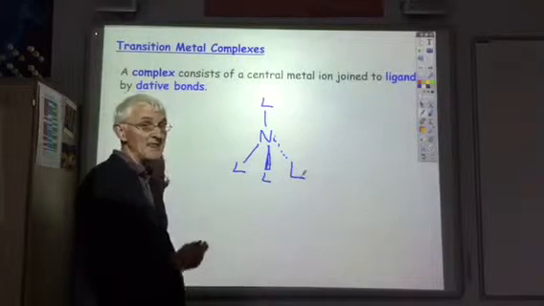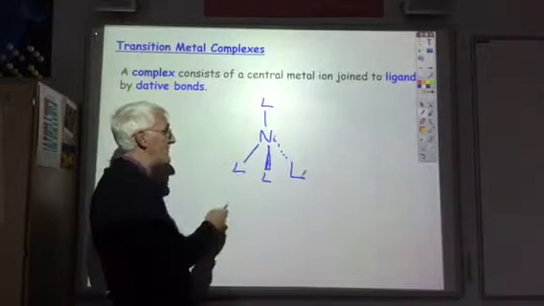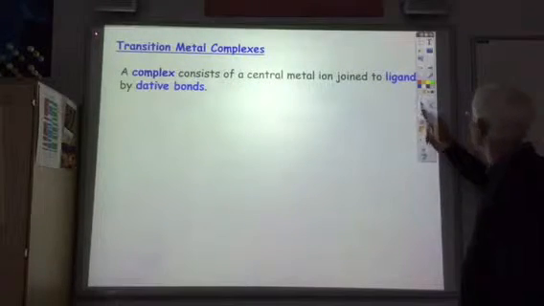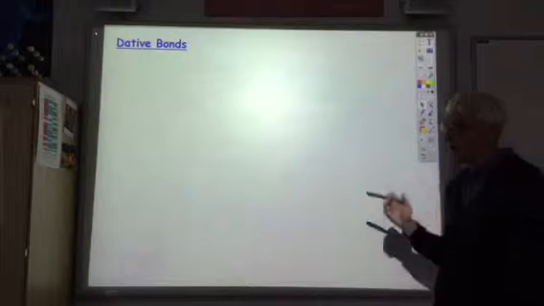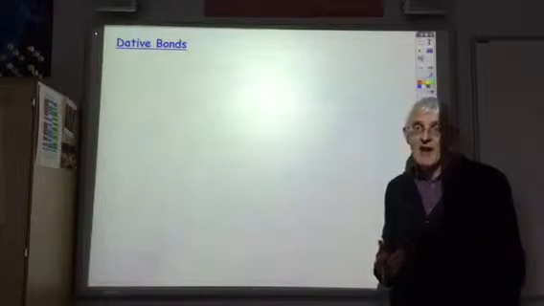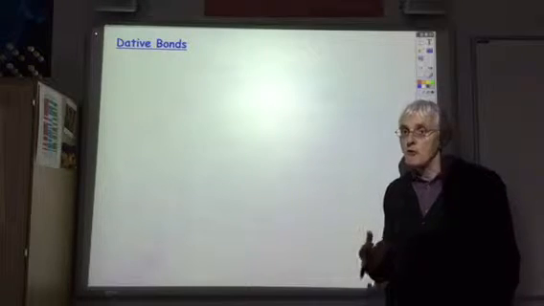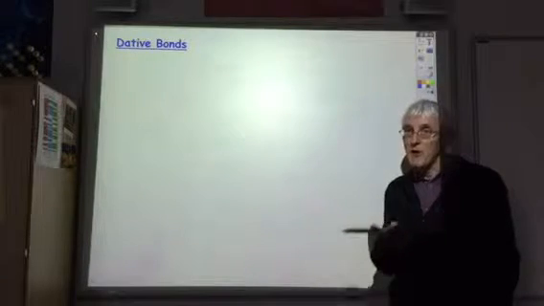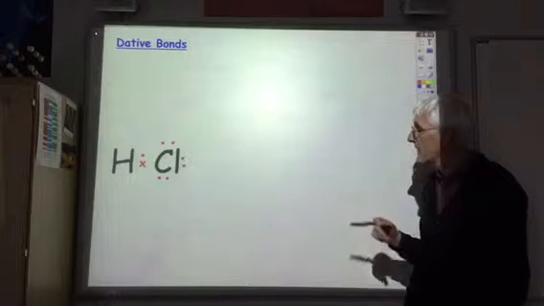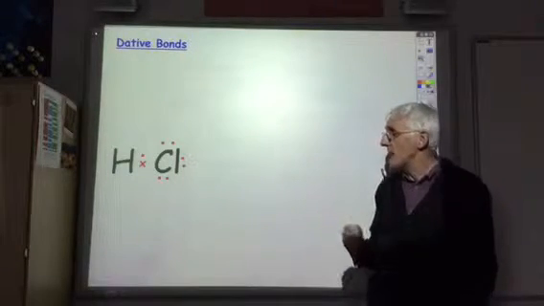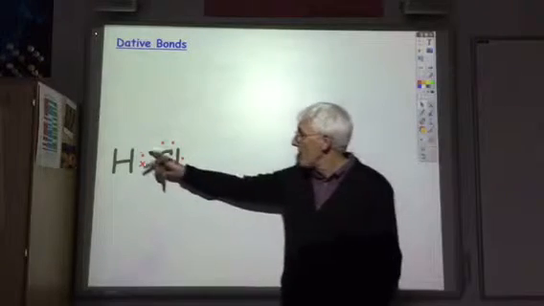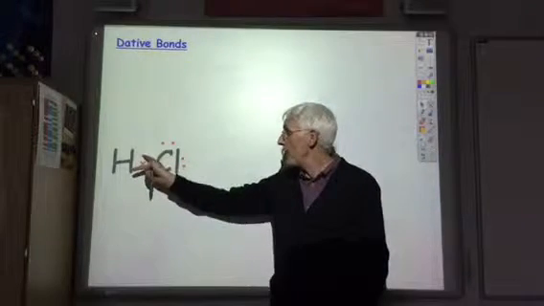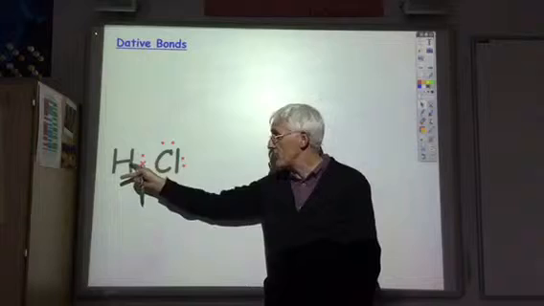So what I want to do now is explain what we mean by the terms dative bonds and ligand. Dative bonds, once formed, are identical to a normal covalent bond. What's different is the formation process. If we think about a normal covalent bond for a second, here's a normal covalent bond formed between a hydrogen atom and a chlorine atom. The covalent bond is represented by this shared pair of electrons, and one electron has come from the chlorine and the other from the hydrogen.